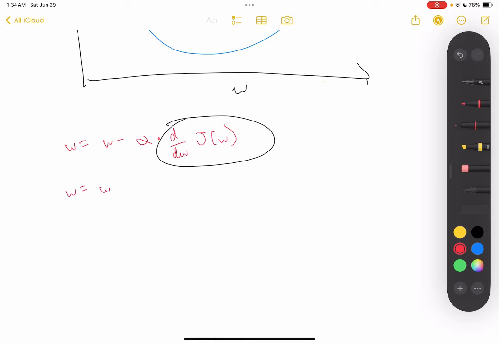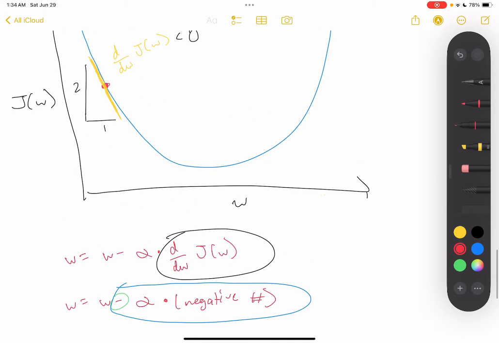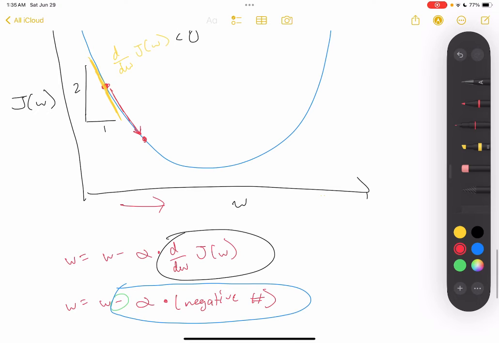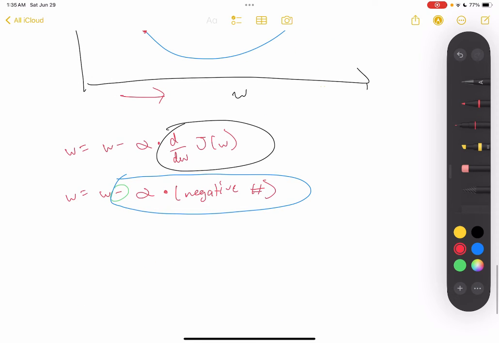So w is equal to w minus our learning rate times a negative number. Well, if you look right here, there's a negative here too. So then this entire thing right here is going to end up being a positive number. So we're going to end up adding something to w. What that means is our value of w will shift this way. Now, this value of w is getting closer to that optimal value of w to minimize our cost function.